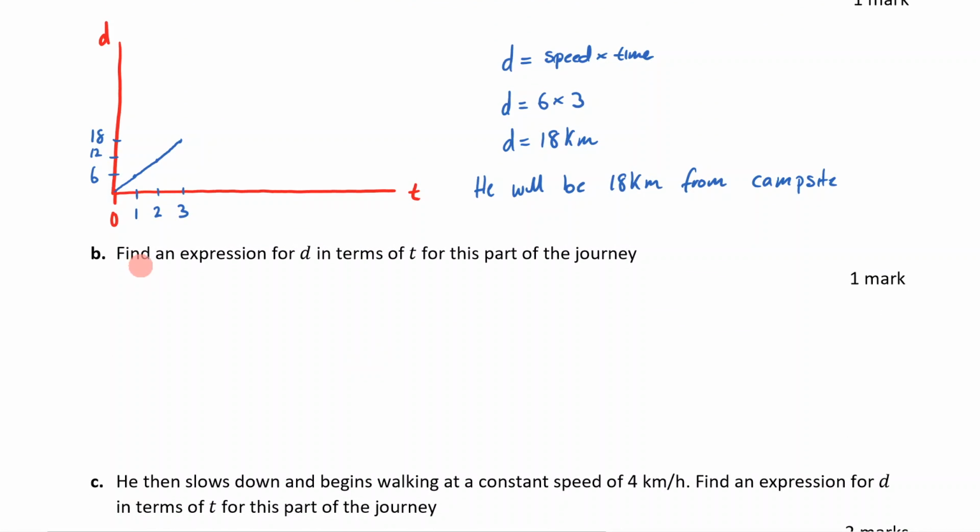It says, find an expression for d in terms of t for this part of the journey. So to do this, we just have to write an expression for this, and it should be clear that this is just going to be 6t. So our answer will be d is equal to 6t, and that's it. d is equal to 6t because he's walking at 6 kilometers per hour. Perfect. Let's now go on to our next question.